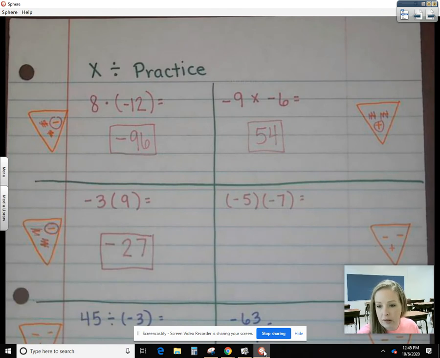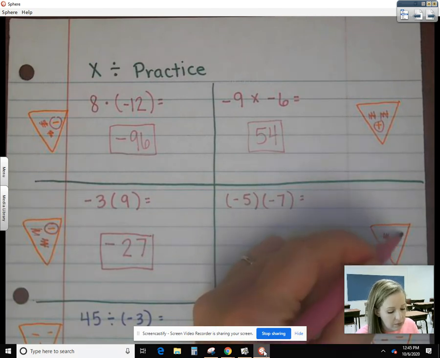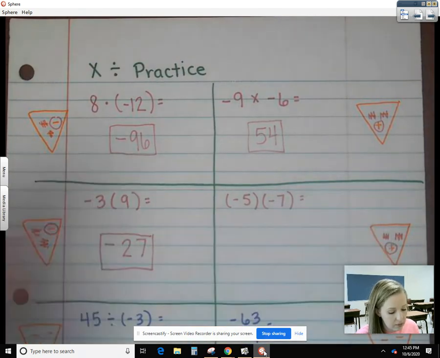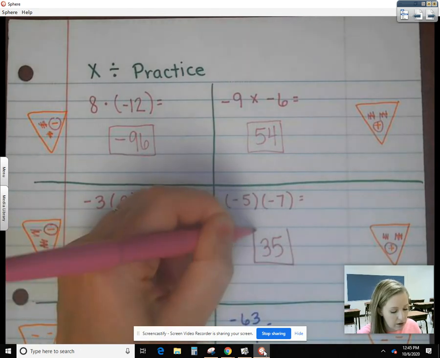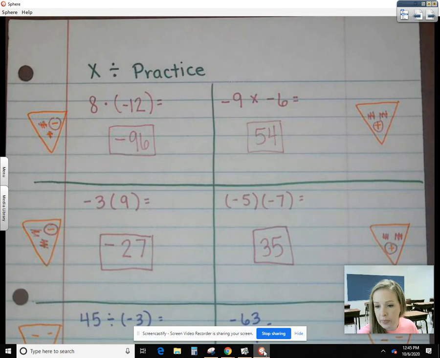And then last but not least, on the multiplication problems is negative 5 times negative 7. So that's a negative times a negative, which leaves us with positive. So it is positive 35. Okay, so feel free to rewind or pause the video to really take this in before we move on to division. But if you feel comfortable so far, we're going to keep going.